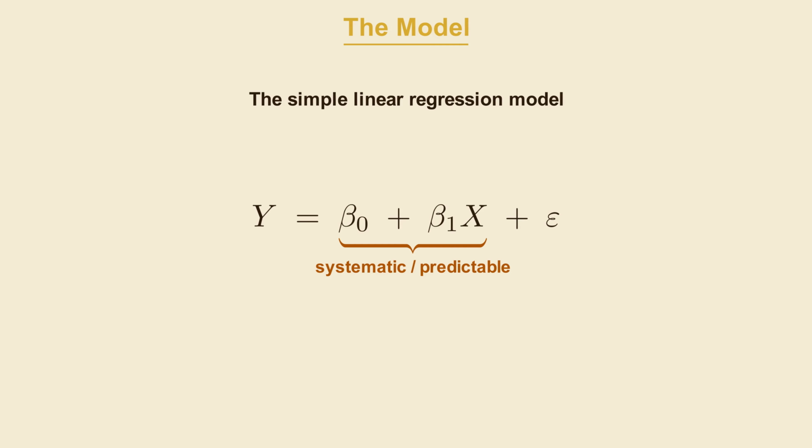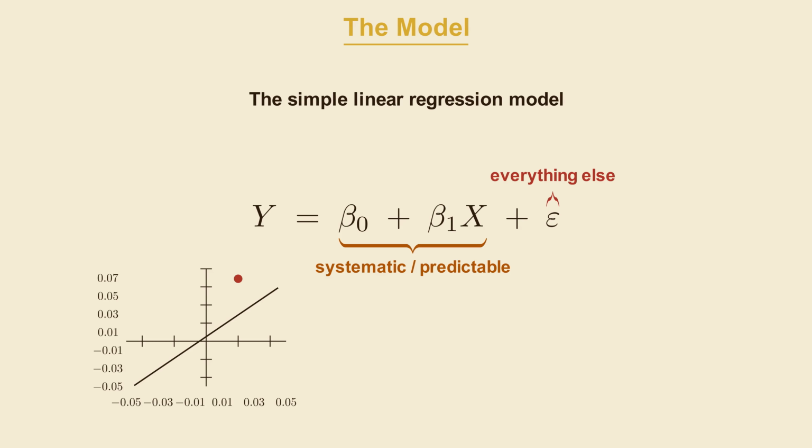The first piece is beta 0 plus beta 1 times the market return. That's the straight line part. It's the systematic, predictable piece, and if you feed it a market return, it's going to give you back exactly one number, the point sitting on the line. The second piece is the error term, and that's everything else. It's the gap between where the line says the fund should have landed and where the fund actually landed that month.